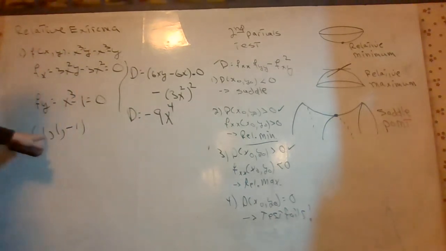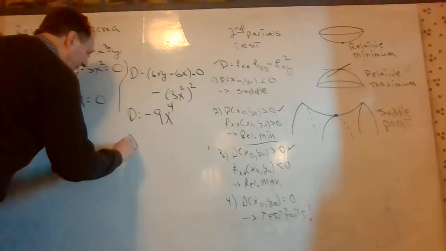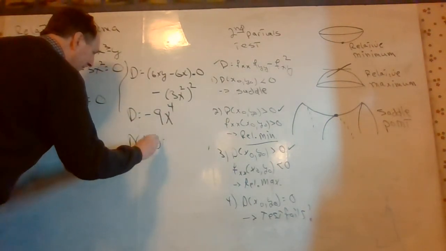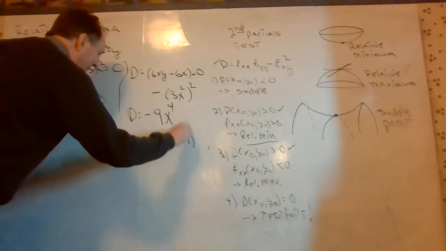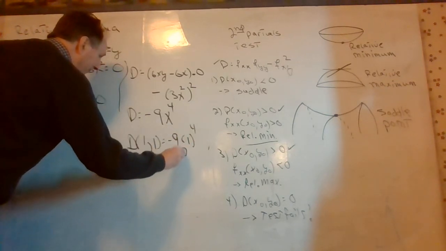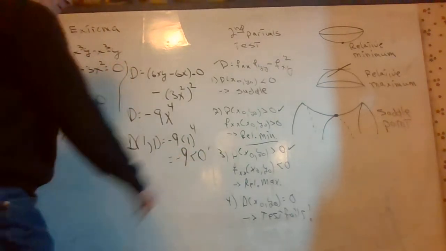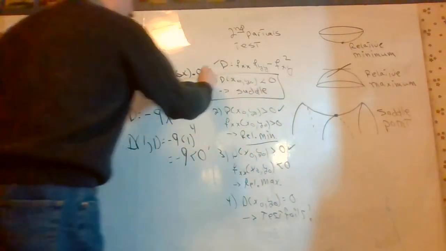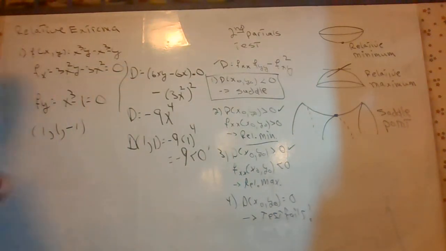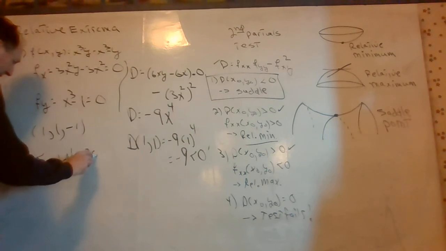Okay, now the question is, what happens if we plug this in? D of (1, 1) is negative 9 times 1 to the 4th, which is negative 9, which is less than 0. Okay? And we are right here. This is a saddle point.